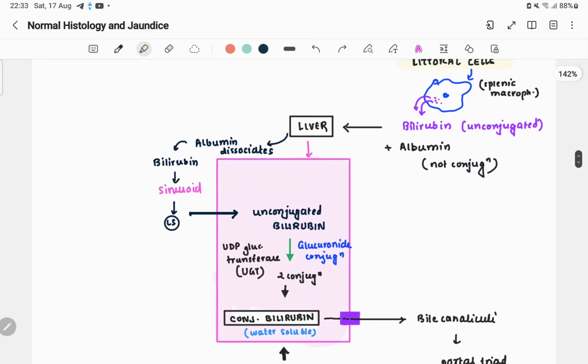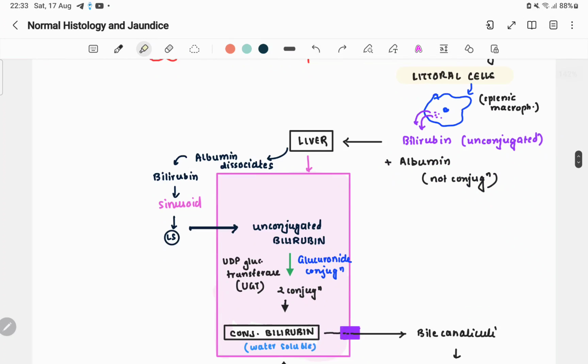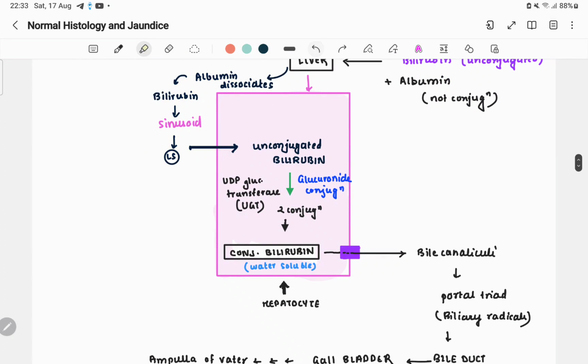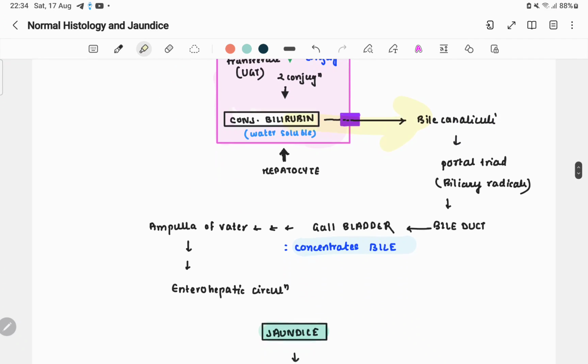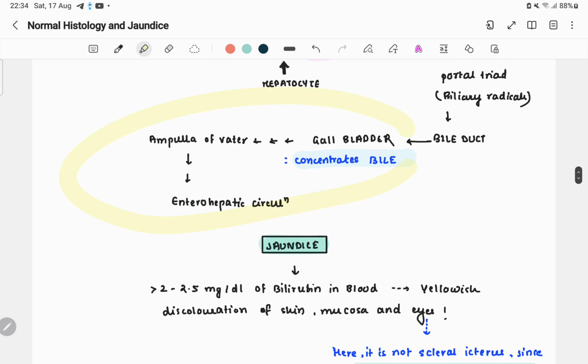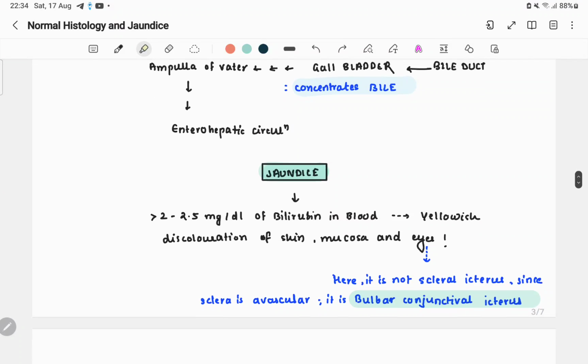So basically unconjugated bilirubin is coming, and it is lipid soluble. It moves into the liver where hepatocyte conjugation occurs. Conjugated bilirubin, which is water soluble, exits via the transporter and reaches the bile canaliculi. From there it moves to the portal tract, bile duct, gallbladder, and ampulla of Vater, and reaches the enterohepatic circulation.